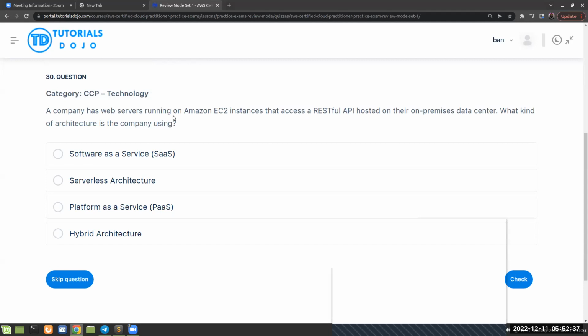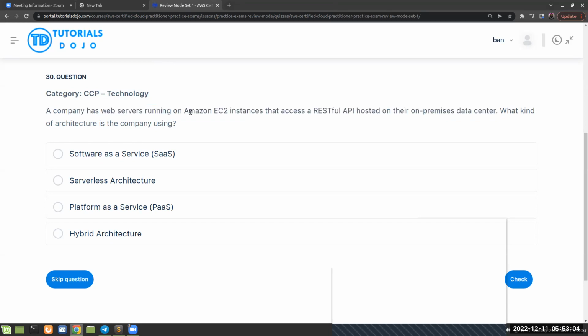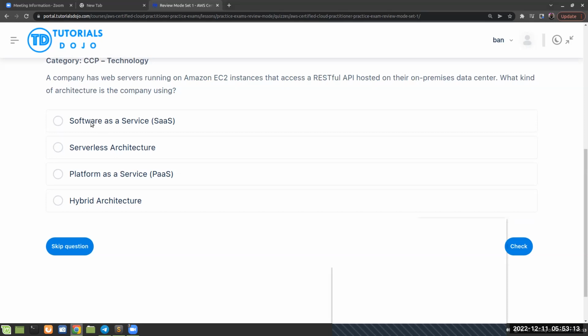A company has web servers running on Amazon EC2 instances that access a RESTful API hosted on their on-premises data center. What kind of architecture is the company using? So the key thing is they have web servers running on EC2 instances and they access a RESTful API hosted on their on-premises data center. What kind of architecture is that? Software as a service? Yeah, go ahead. It's a hybrid architecture. Okay.